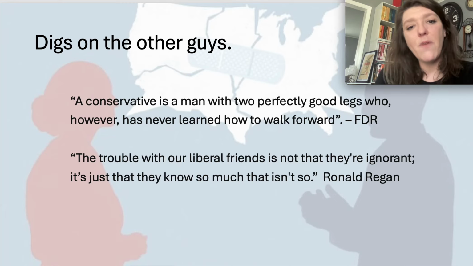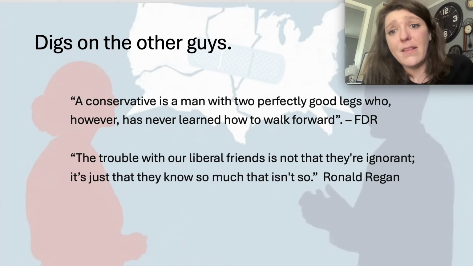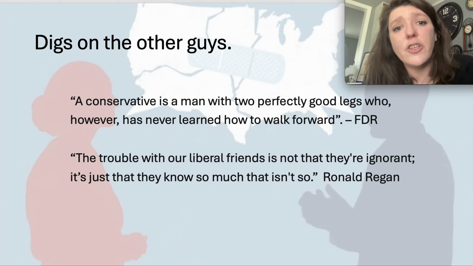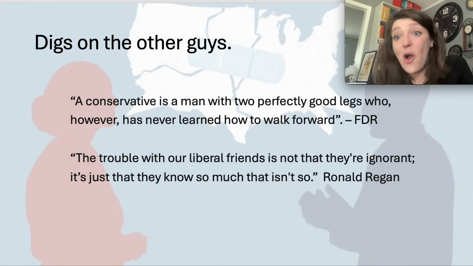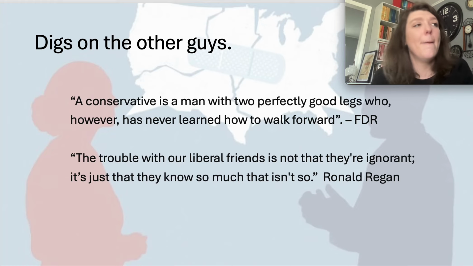And then Ronald Reagan, in contrast to this, said, the trouble with our liberal friends is not that they're ignorant. It's just that they know so much that isn't so. This is him saying, you guys think that your awesome plans for the future are going to be effective, and you're so confident that this change is going to be great, but I don't think so. So you can see these ideologies embedded in here.